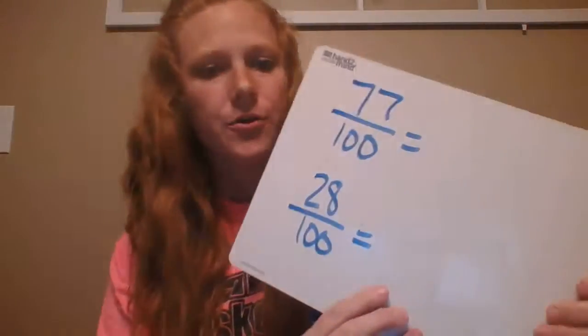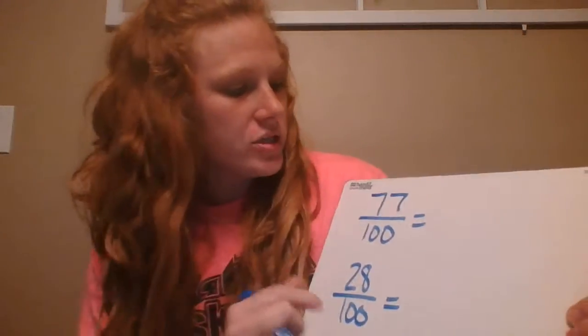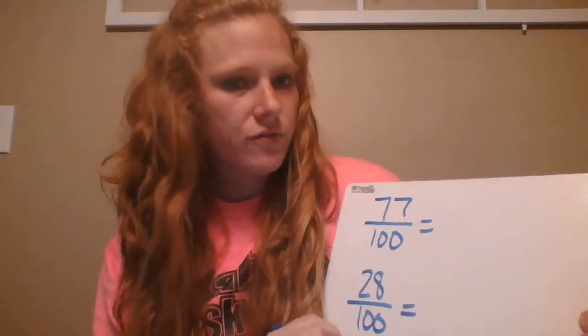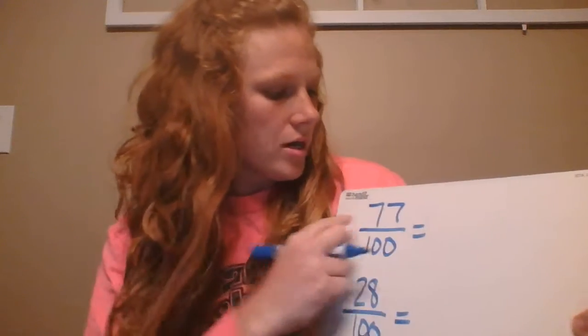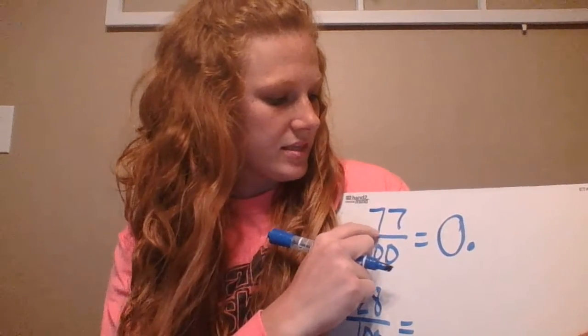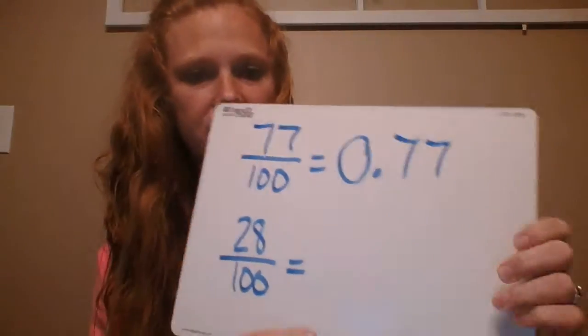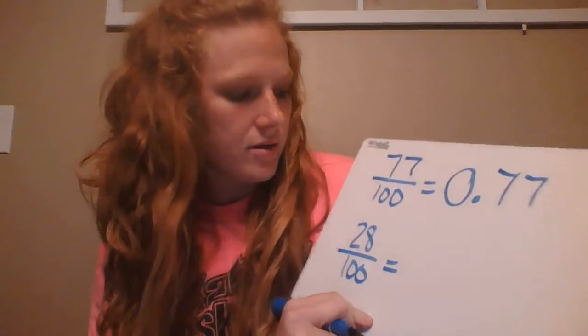I first want to get started by going over the two problems that I gave you at the end of yesterday's video. I asked you to convert these fractions into decimals. So let's do the first one, 77 hundredths. I can see that there's no whole number before, so I'm going to put a 0, and I put my point. And then in the tens place, there's a 7, and in the hundredths place, there's a 7, so I write it as 0.77, which reads as 77 hundredths.